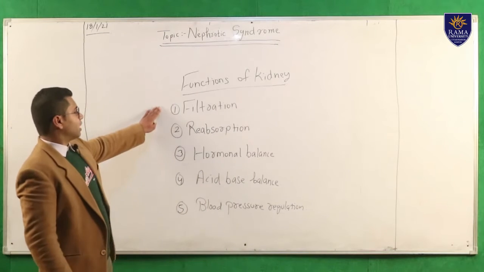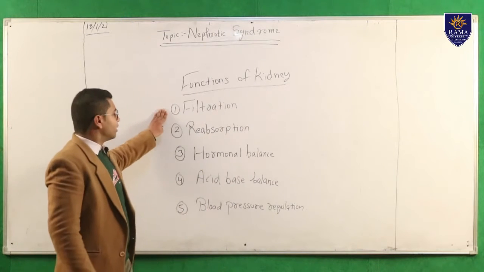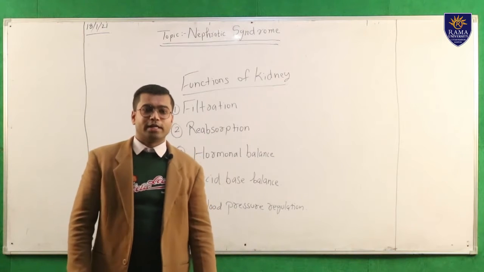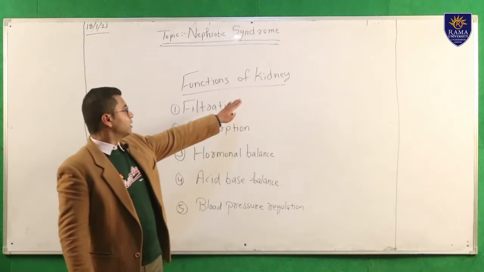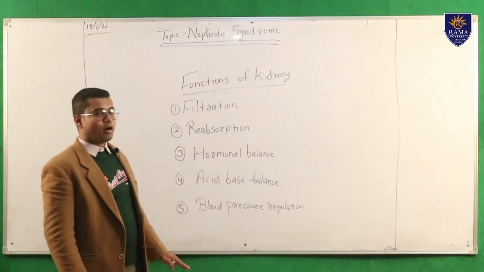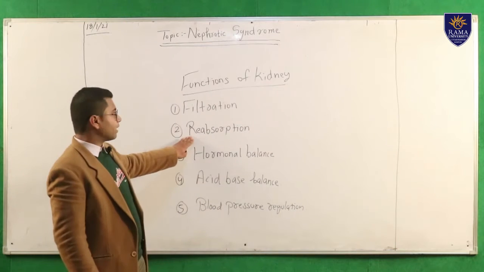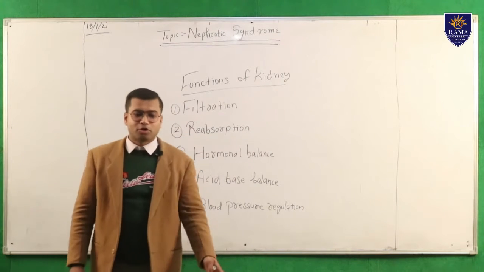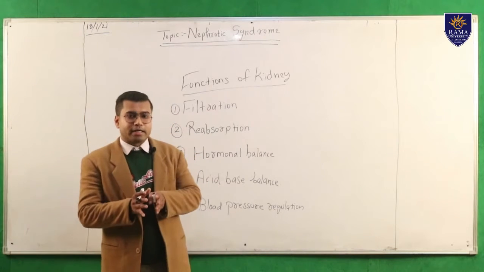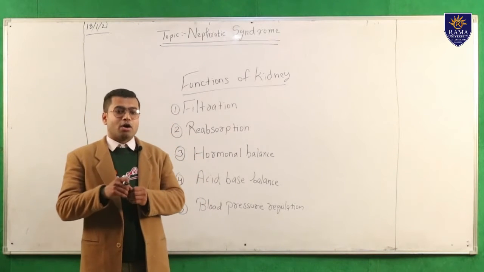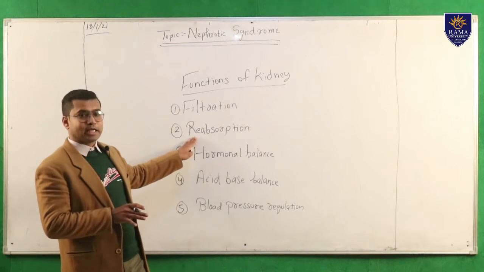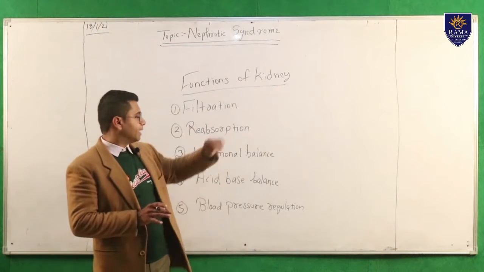So the first function is filtration. Filtration means whatever unnecessary things are present in our body, which are not needed, are filtered through the kidney and leave in the form of urine. Then the second function of the kidney is reabsorption. Reabsorption means things which are filtered, but are necessary or needed by our body, are reabsorbed through the kidney.